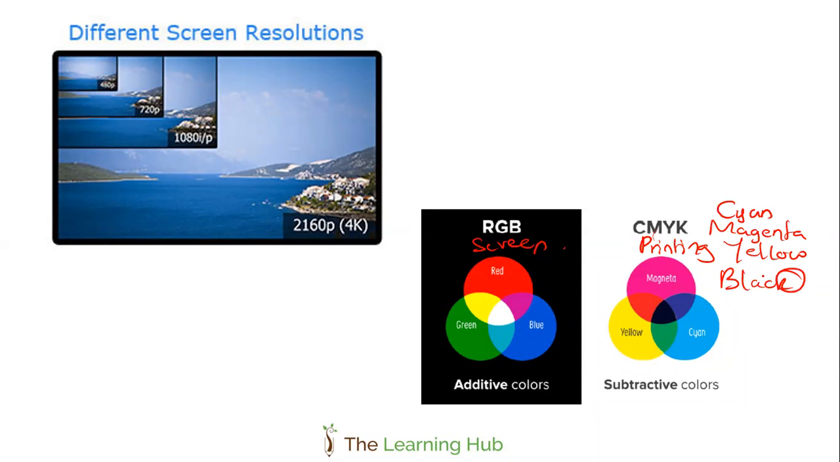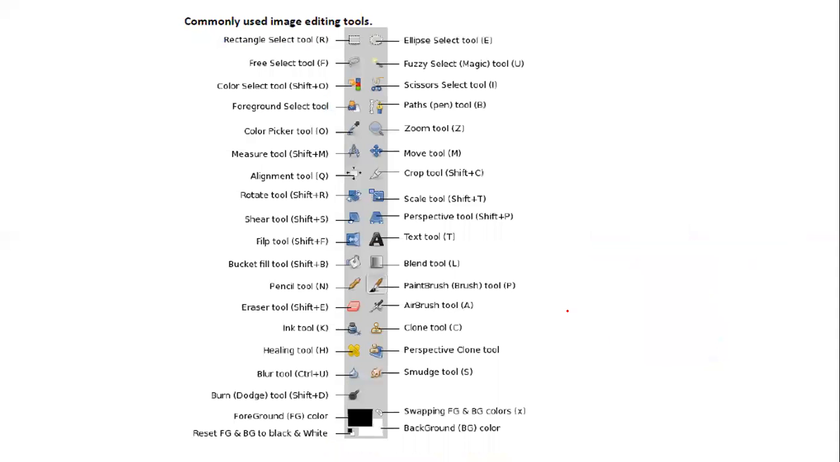K is for the black, right? RGB, as you can see, is for red, green, and blue, right? So, commonly used image editing tool.